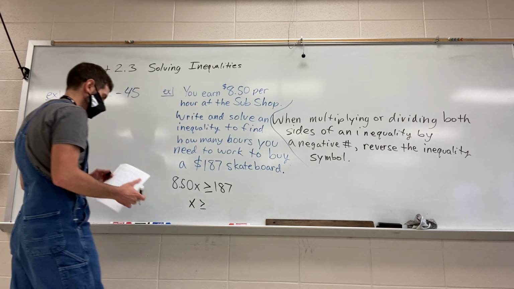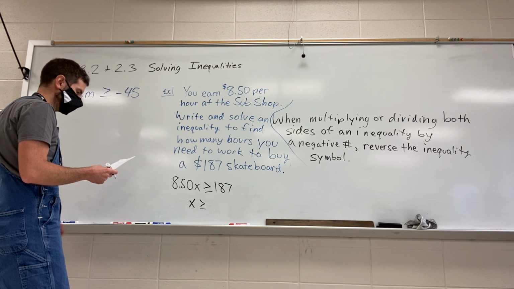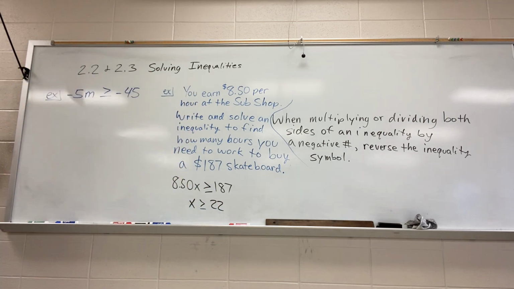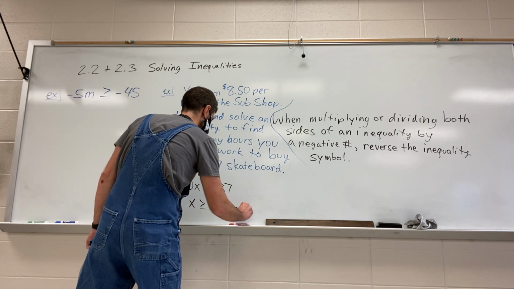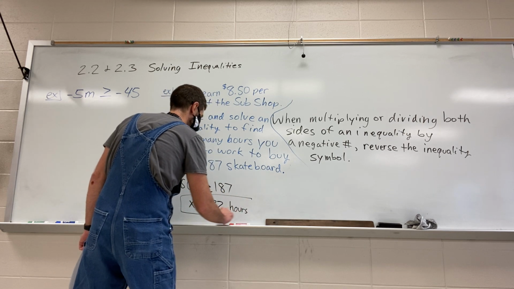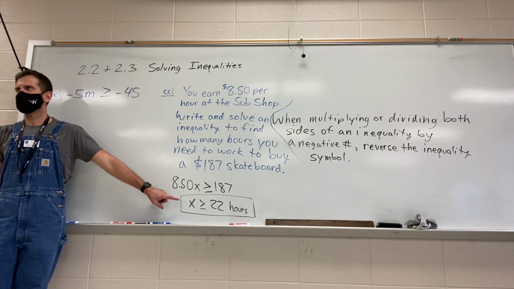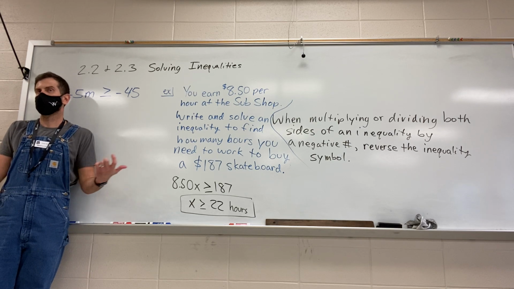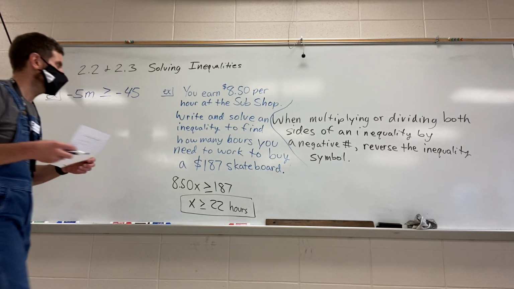What did you get? 22. Is it spot on 22? Yeah. But 22 what though? Does that 22 say hours? Hours. I almost said dollars. So you need 22 hours to buy something that costs 187. So, could you work 21 hours and have enough? No. Could you work 25 hours and have enough? Yep. Is everybody with me on that? Yep.